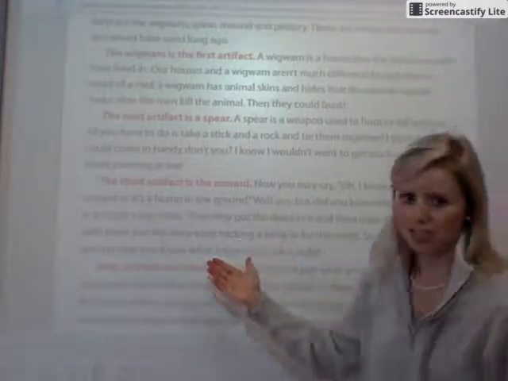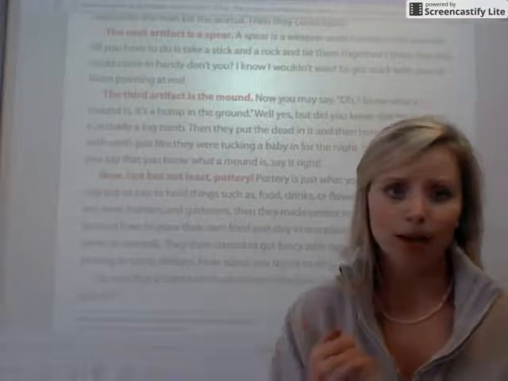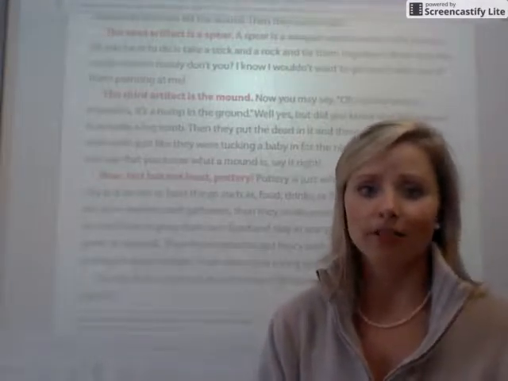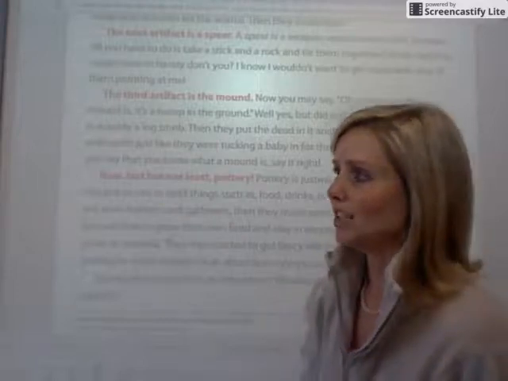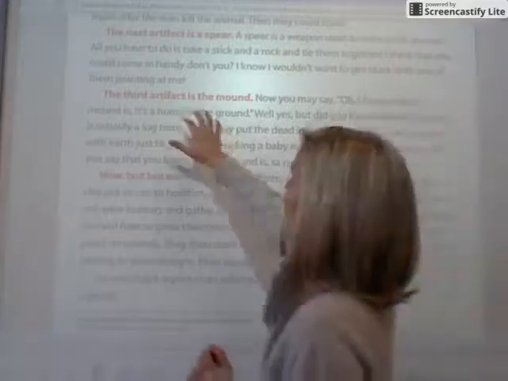The third paragraph says the third artifact is the mound. So again, they can go into detail about that. And then finally, they said, now last but not least, pottery. So as you can see within this multi-paragraph essay, they are able to successfully transfer through their thoughts and ideas with these transitional words and phrases.